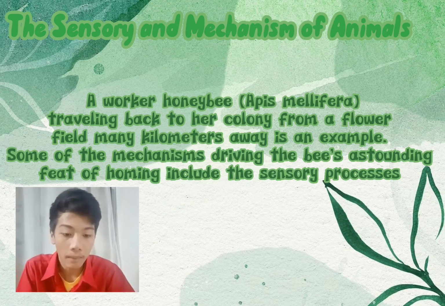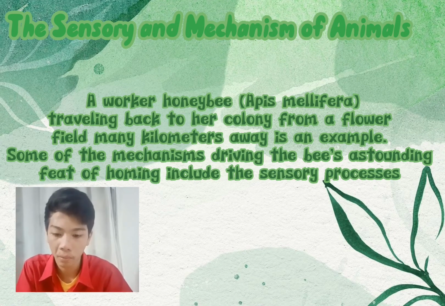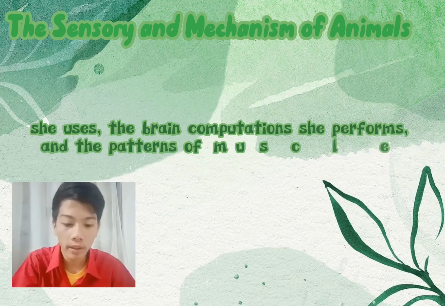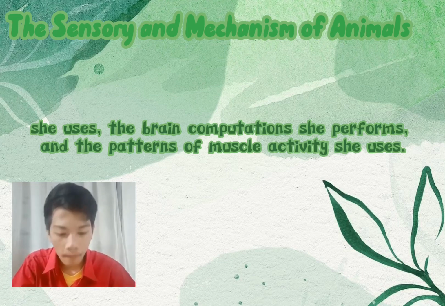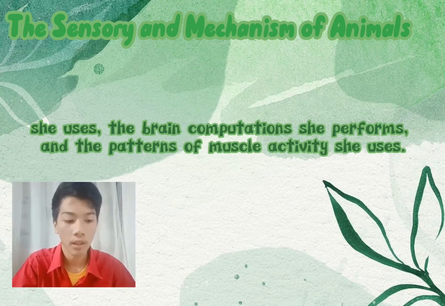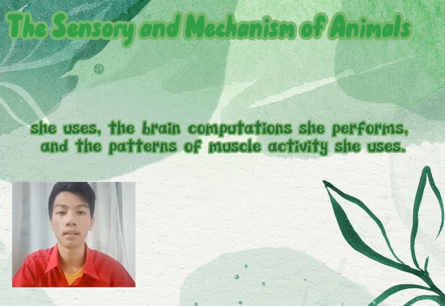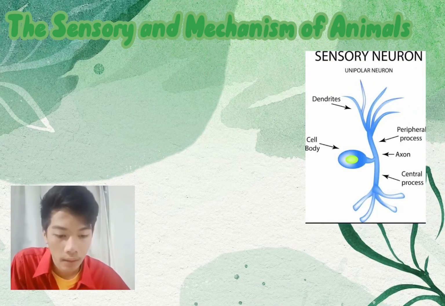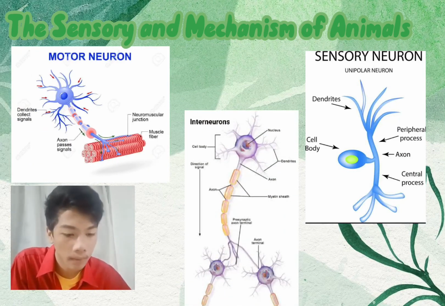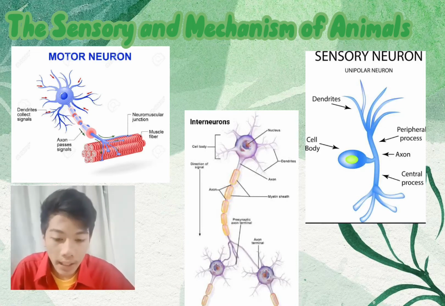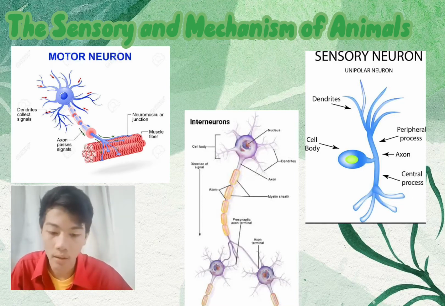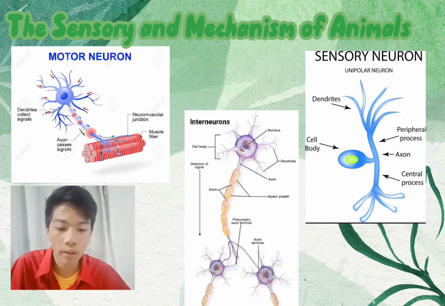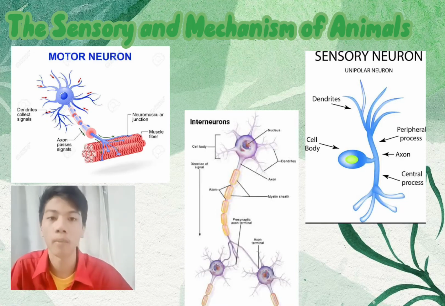Some of the mechanisms driving the bee's astounding feat of homing include the sensory processes she uses. The sensory system detects signals from the outside environment and communicates them to the body via the nervous system. The sensory system relies on specialized sensory receptor cells that transduce external stimuli into changes in membrane potentials. These cells are classified as sensory neurons, interneurons, or motor neurons, depending on their function. These three types of nerve cell work together to receive external inputs and convey the impulse to muscles or glands throughout the body in order to respond appropriately.